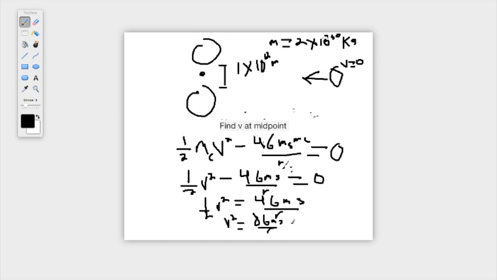And then you square root it, and you get v equals the square root of 8G Ms over r. And then that would be roughly equal to, hold up, let me write it bigger, 32,668 meters per second.